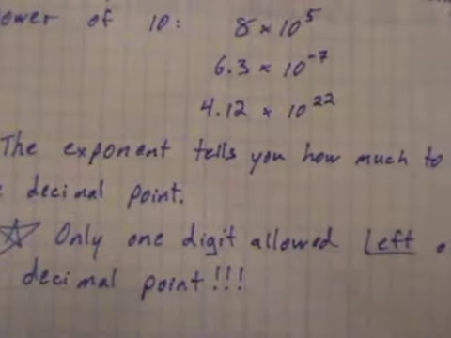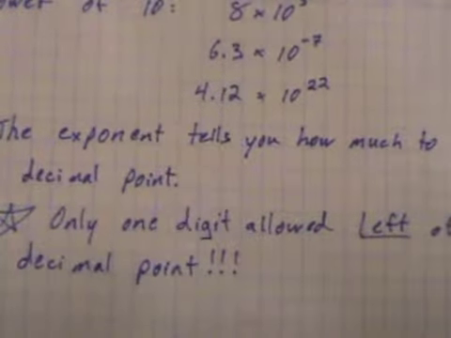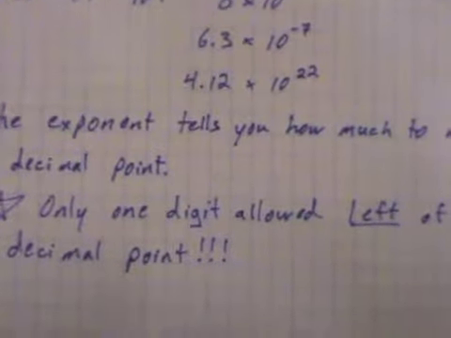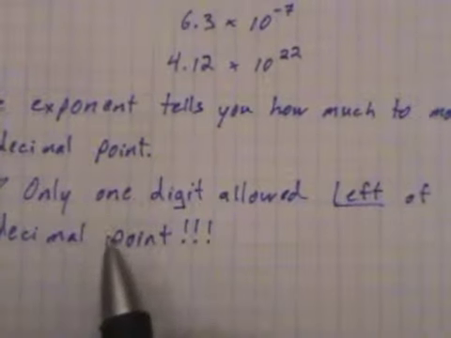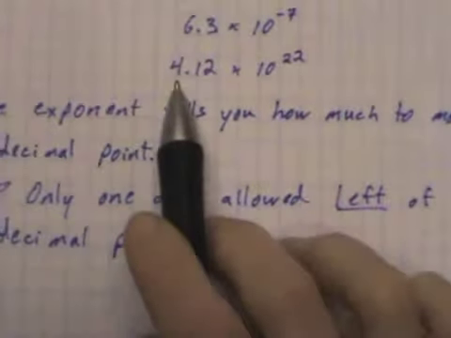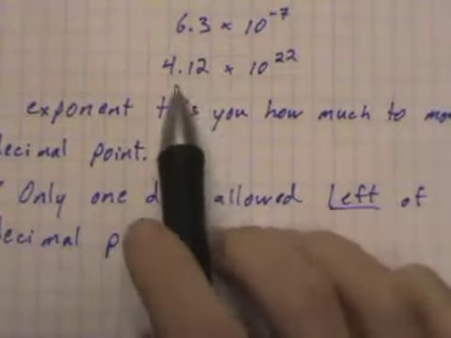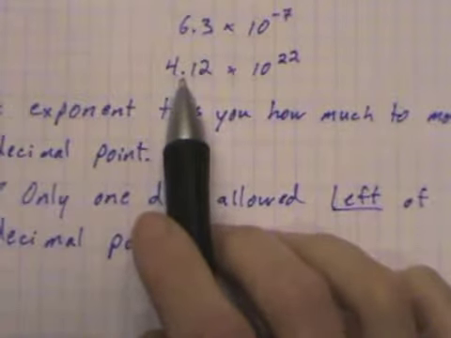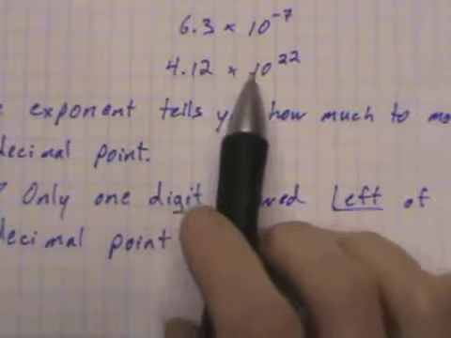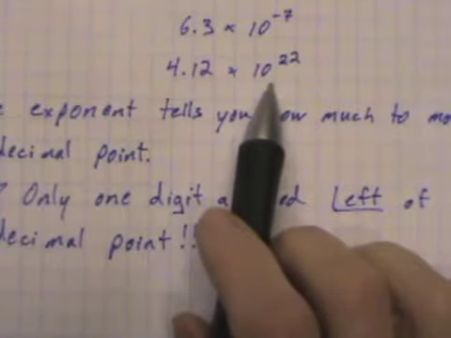Couple important points. The exponent tells you how much to move the decimal point, and it's not scientific notation unless you have only one digit to the left of the decimal point. If I had written this one as 412 times 10 to the 20th, it's not scientific notation anymore.